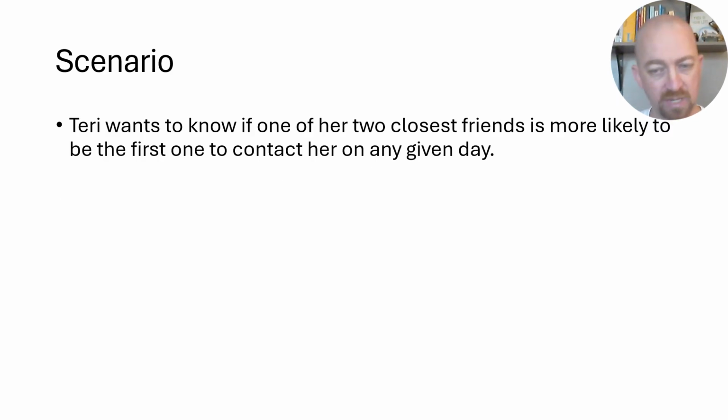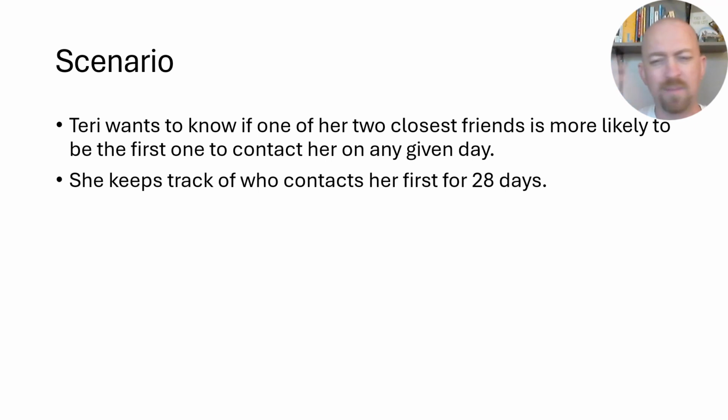This was the scenario that I introduced in the previous video, but I'll give it to you again right here. So we've got somebody named Terry, and Terry has these two best friends, we'll say, and she's curious about, does one of them have a higher likelihood of being the first to contact her every day? And maybe she's judging her friendship by that. Whatever, poor Terry. So let's see what she does here though. So she's going to keep track of these friends for 28 days, and then she's going to decide to stop then. So let's imagine that there are essentially two options here, right?